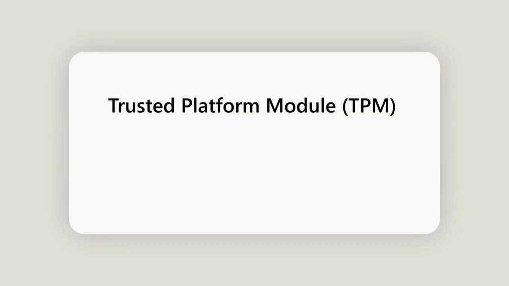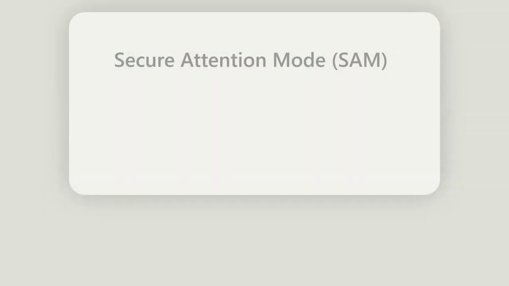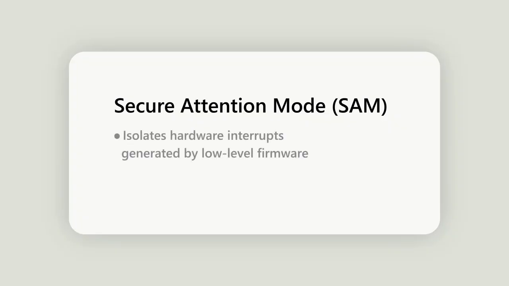First is the Trusted Platform Module, or TPM, a hardware chip that integrates with the motherboard. It provides secure storage for cryptographic keys used for system authentication and data encryption. TPM can enhance platform integrity and secure boot processes. Second is Secure Attention Mode, or SAM, a security mechanism that isolates hardware interrupts generated by low-level firmware, preventing malicious code from manipulating them. While these advanced features offer additional security benefits, their configuration might vary depending on your specific hardware and may require advanced technical knowledge.